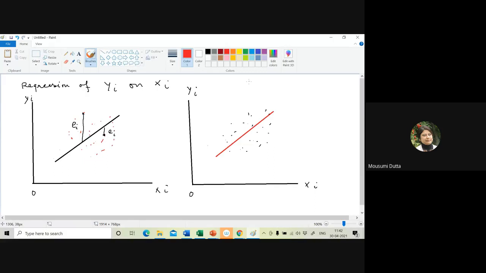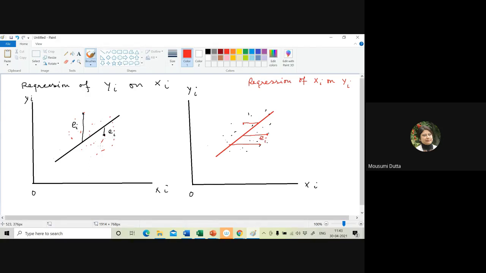in this case, I'm considering regression of xi on yi, and we consider the horizontal distance. Okay, we consider the horizontal distance from the fitted line to the scatter. So here we consider this horizontal distance and we minimize this horizontal error. These horizontal elements are considered as errors or residuals. So we will minimize all these things.